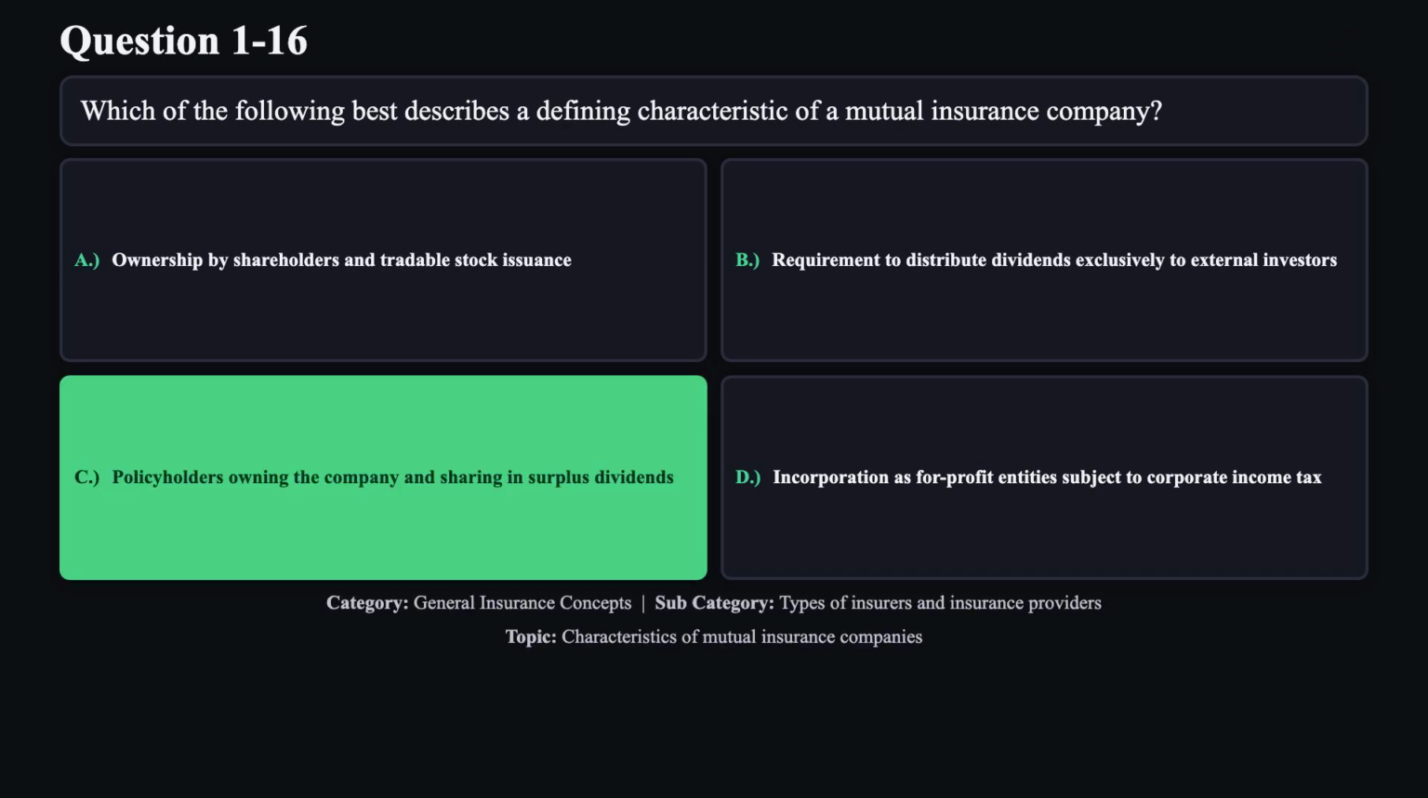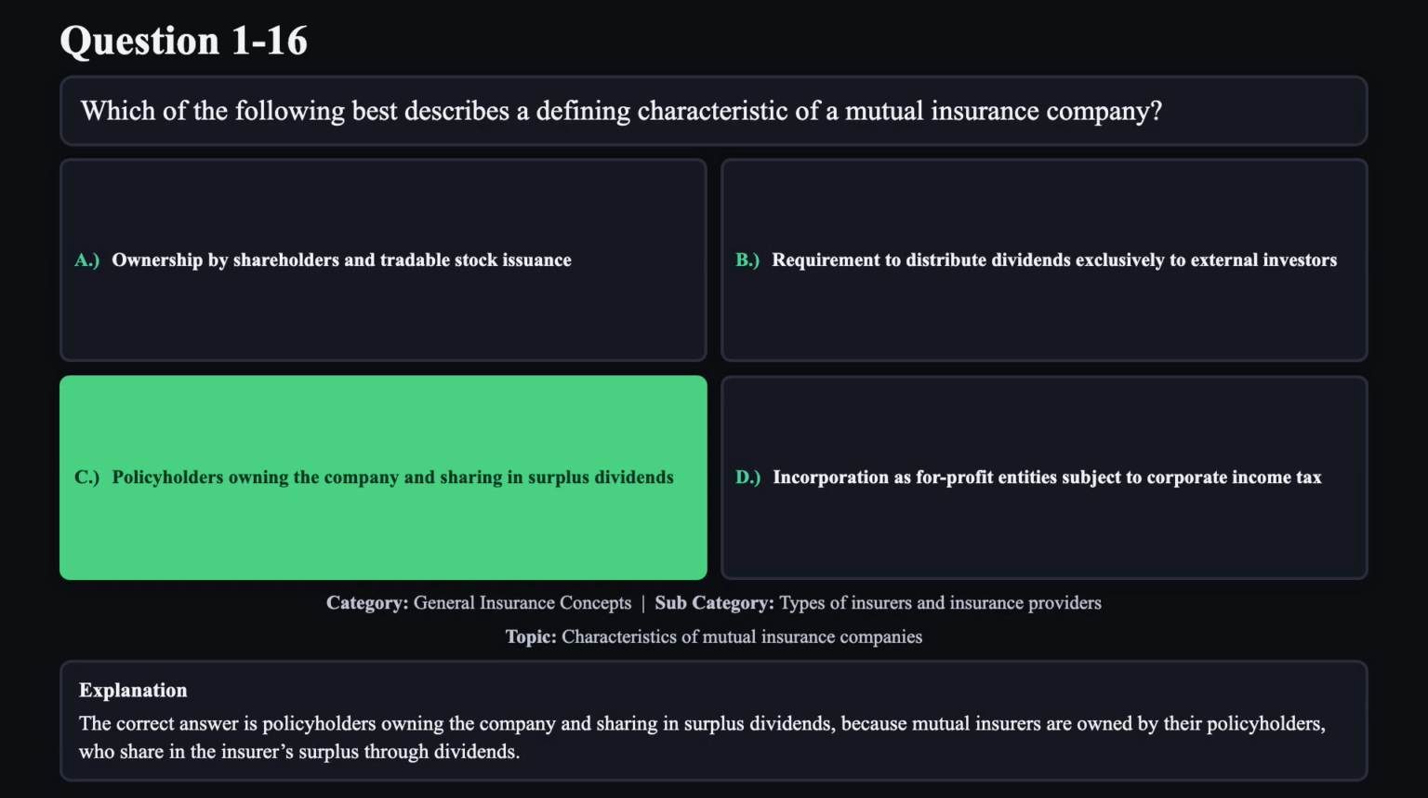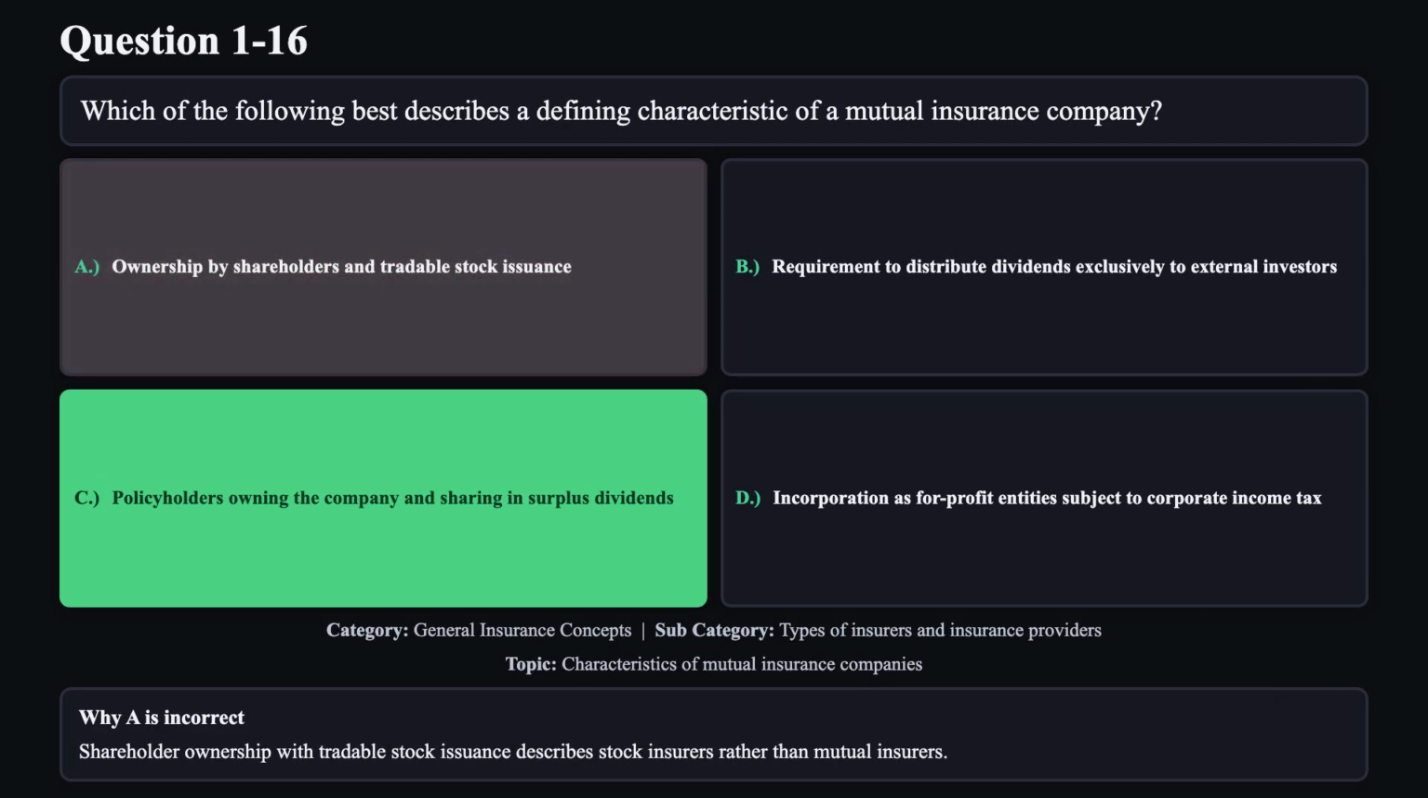The correct answer is C. The correct answer is policyholders owning the company and sharing in surplus dividends, because mutual insurers are owned by their policyholders, who share in the insurer's surplus through dividends. Reason A is not correct. Shareholder ownership with tradable stock issuance describes stock insurers rather than mutual insurers.